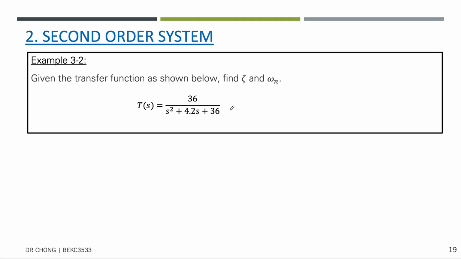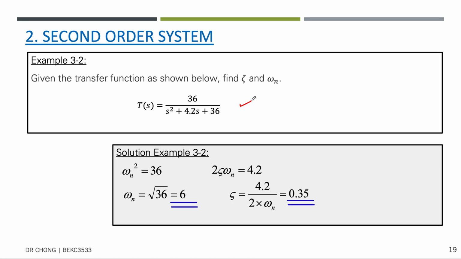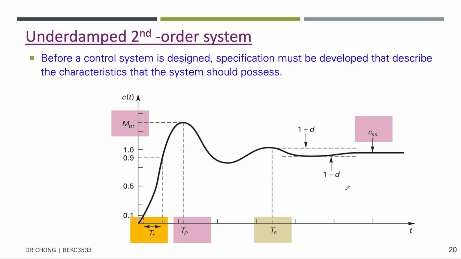This example lets us find the zeta and omega n based on this closed loop transfer function. It is a very simple example, it follows the standard form. Then this 36 is omega n squared. So you do the mathematics, you can get omega n equals 6. Here 2 zeta omega n equals 4.2. Then you already have omega n here, so you can get the answer.